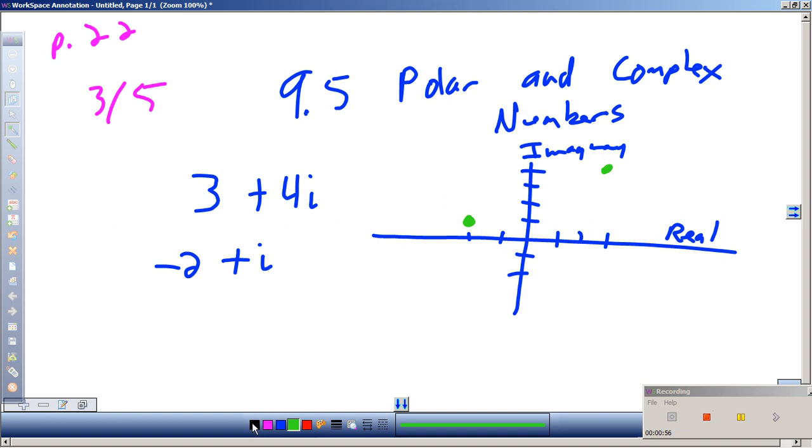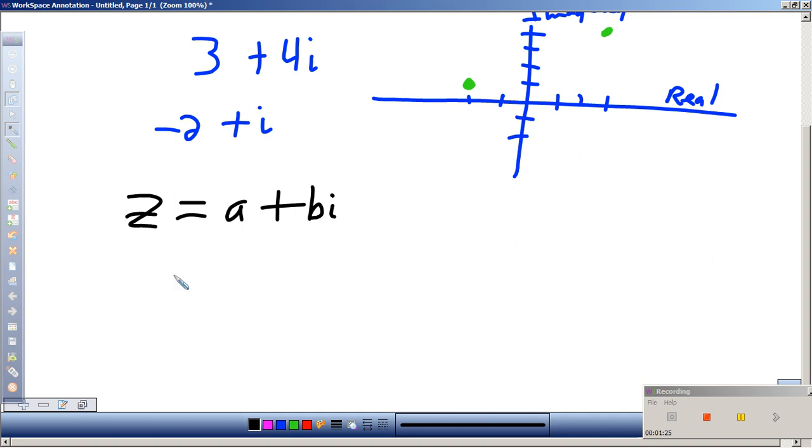Now let's start with the definition. Oftentimes we're going to use z equals a plus bi as our standard for writing an imaginary number. So a is the real part, b is the imaginary part, right? Now the question is, how do we get the absolute value of z?